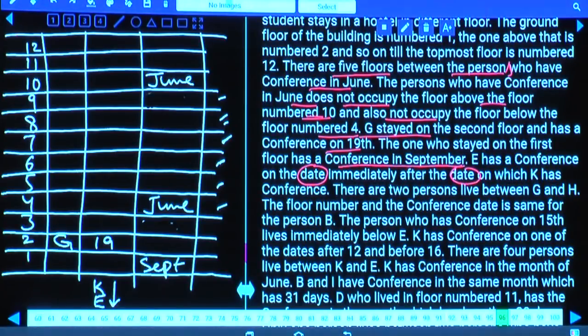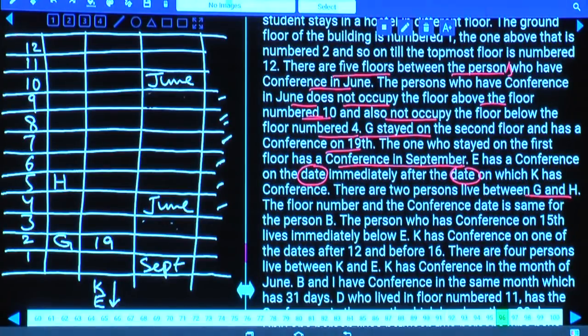There are 2 persons between G and H. As there are 2 persons between G and H, H must be on the 5th floor. There are 2 persons between G and H. And the floor number and the conference date are the same for the person B. Yes, tell me what can we infer from this?